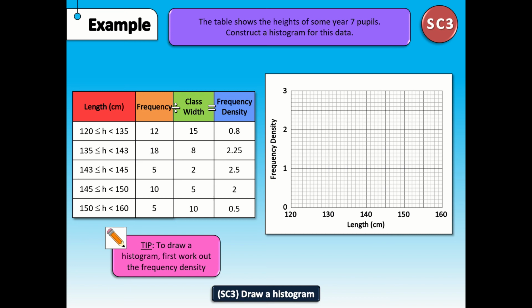So the first bar is going to go from 120 to 135 with a height of 0.8. The next one will go from 135 to 143 with a height of 2.25. The next bar goes from 143 to 145 with a height of 2.5. The next bar goes from 145 to 150 with a height of 2. And finally, the last bar goes from 150 to 160 with a height of 0.5. And there's our histogram.